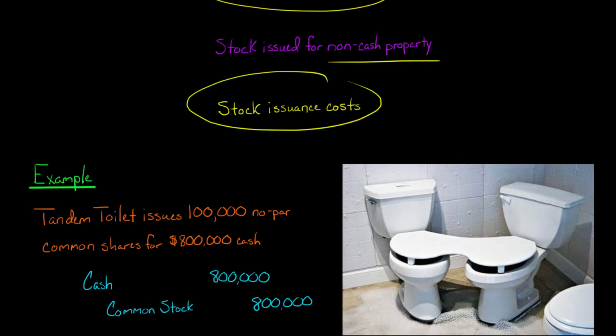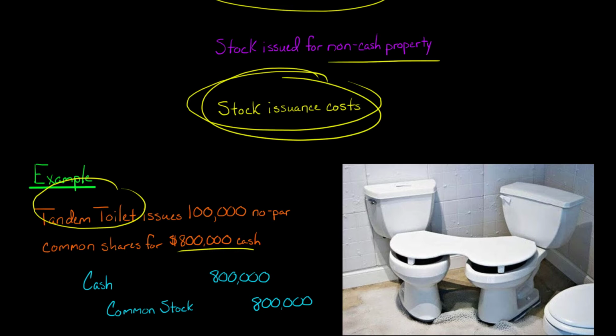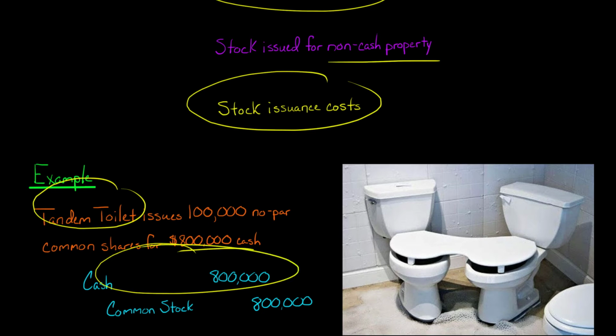Let's say that the company Tandem Toilet issues 100,000 no par common shares of stock in exchange for $800,000 cash. We'll assume that there are no stock issuance costs here. We'll deal with that issue later. Okay, the company is going to debit the cash account for $800,000 and they're going to credit the common stock account for $800,000. That's a very simple example.